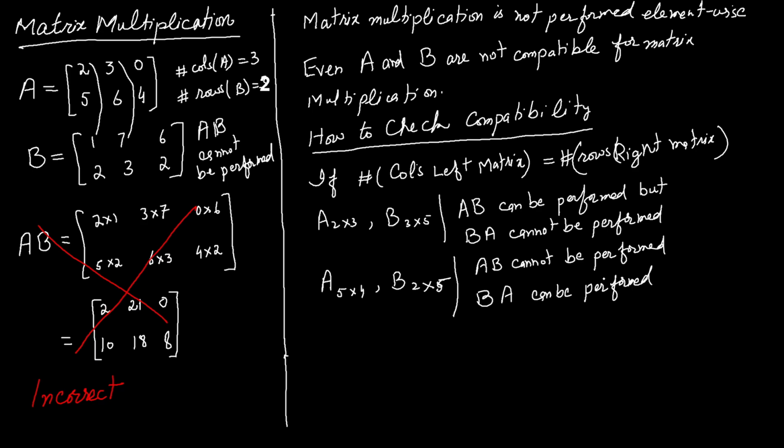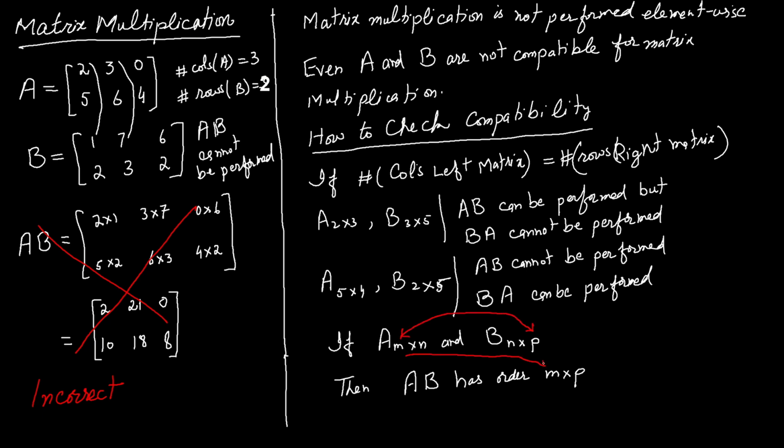Suppose a matrix A has order of m rows and n columns and another matrix B has n rows and p columns. Then the matrix obtained by matrix multiplication AB has m rows and p columns. It has the same number of rows as that of the left matrix and the same number of columns as that of the right matrix.